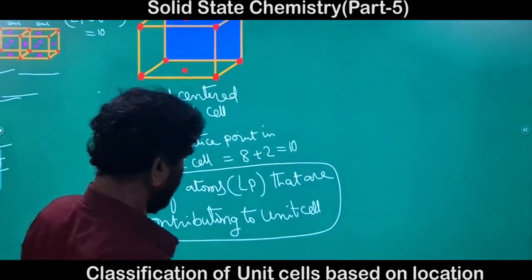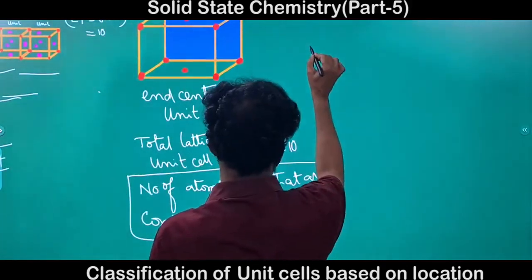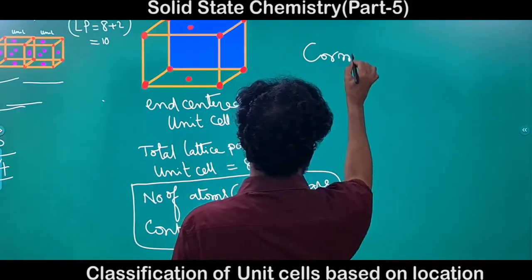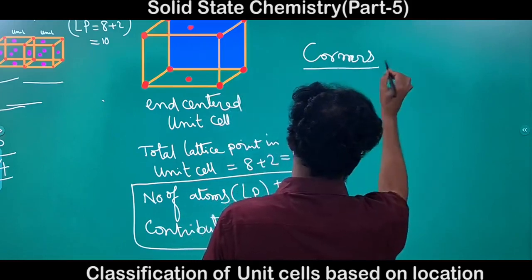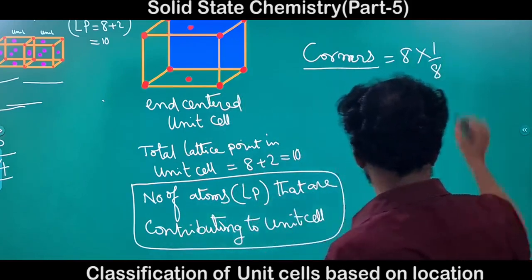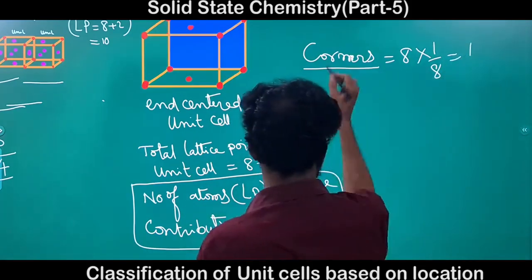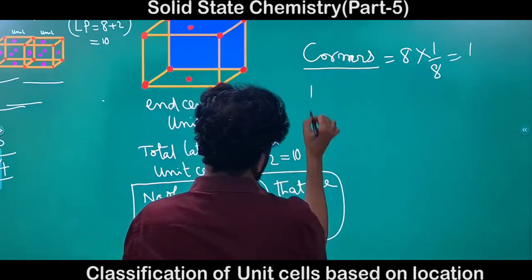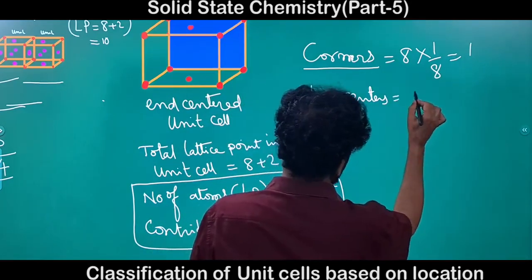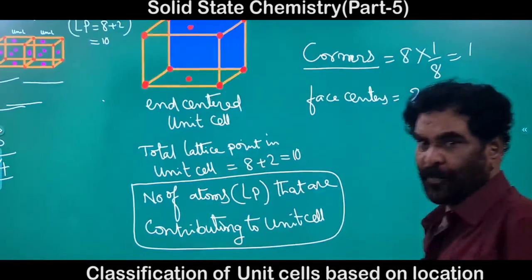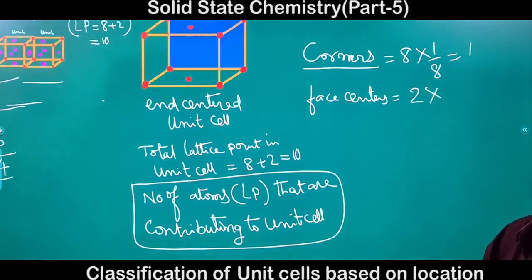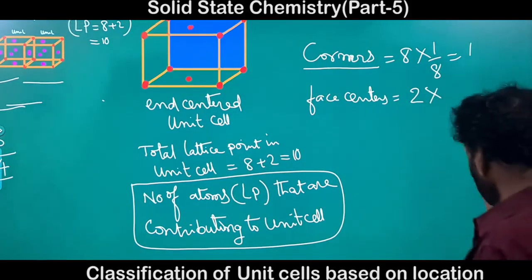There are 8 corners. Each corner lattice point's contribution is 1/8, so the total is 1. And these are face centers. Face centers have only 2 lattice points. The contribution of a lattice point present on the face center is only half.